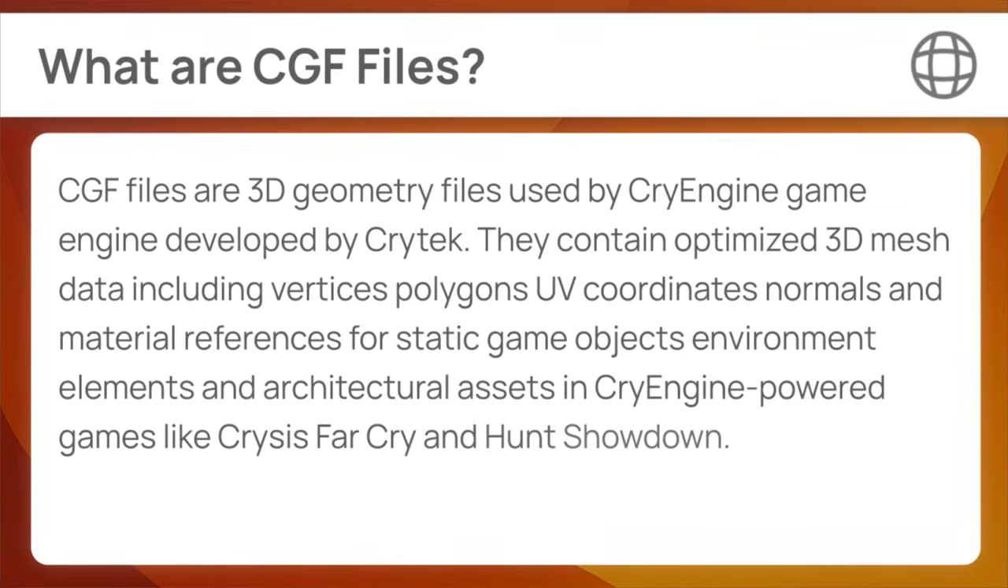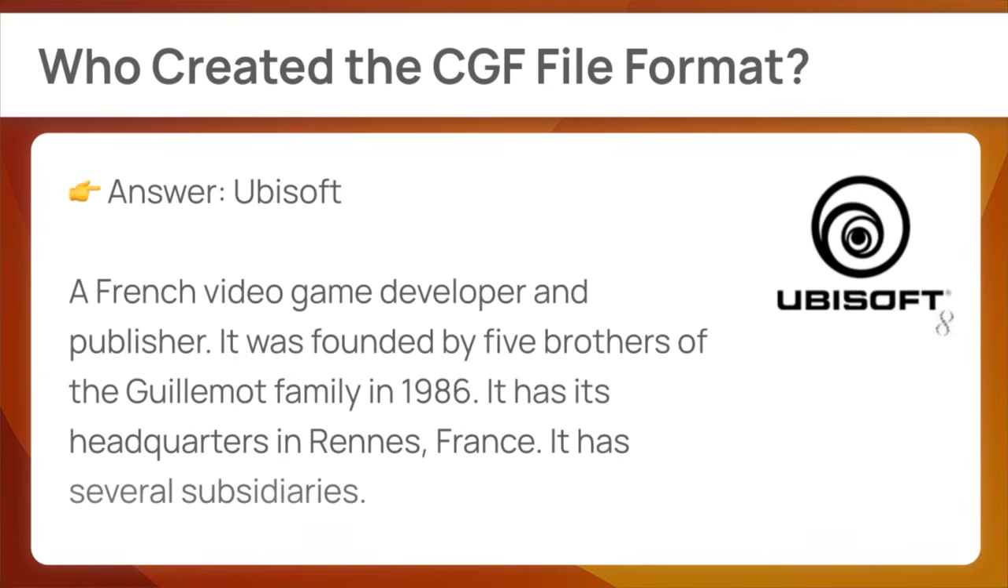CGF files are 3D geometry files used by the CryEngine game engine developed by Crytek. They contain optimized 3D mesh data, including vertices, polygons, UV coordinates, normals, and material references for static game objects, environment elements, and architectural assets in CryEngine-powered games like Crysis, Far Cry, and Hunt: Showdown.